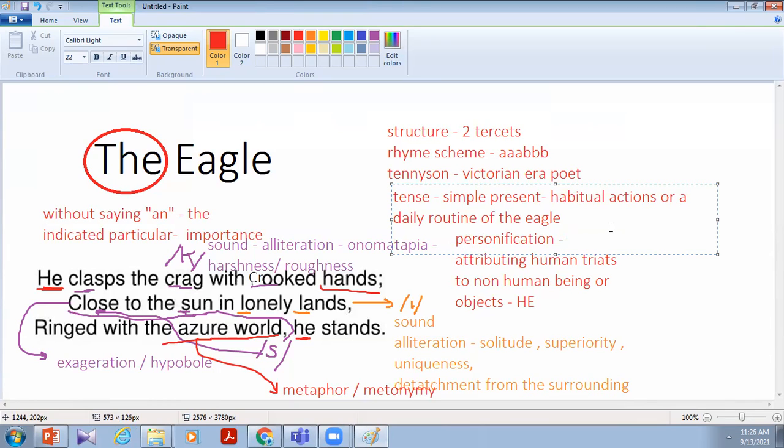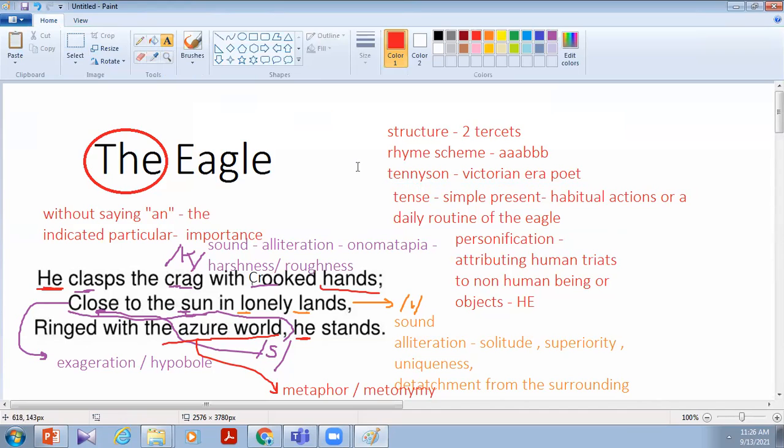Right? The tense is simple present tense, and you can see simple present tense is used to show a habitual action, something which happens day-to-day, something which happens daily, right? A part of the daily routine of the eagle is being discussed, if we just take the simple meaning out of it.